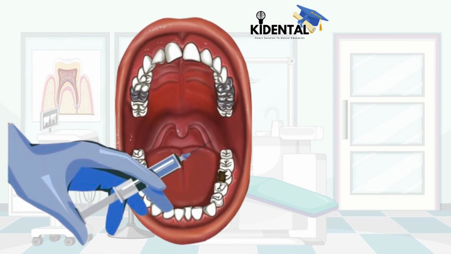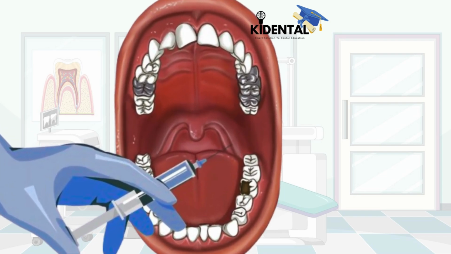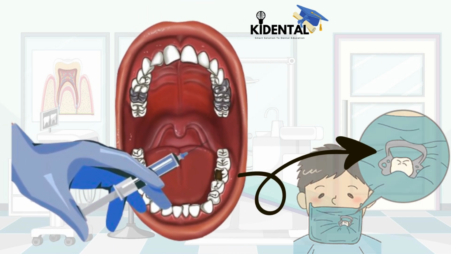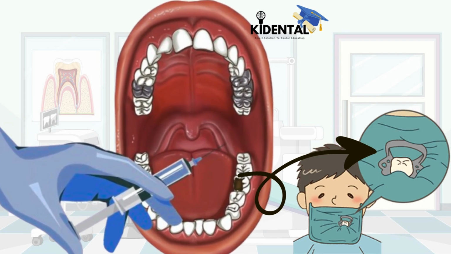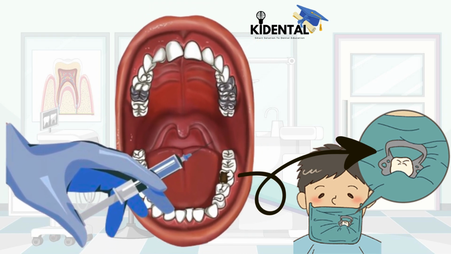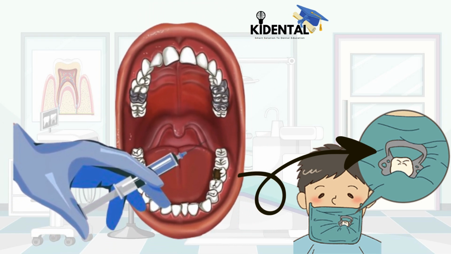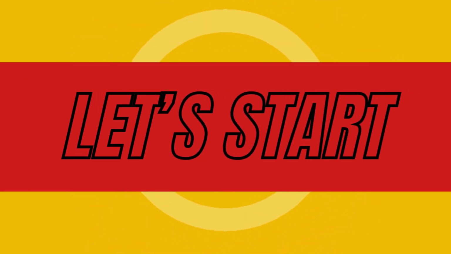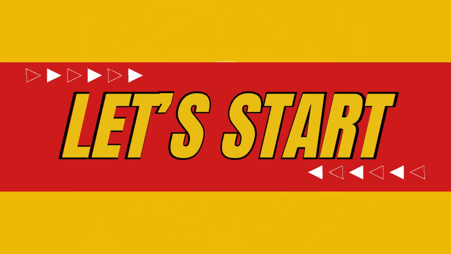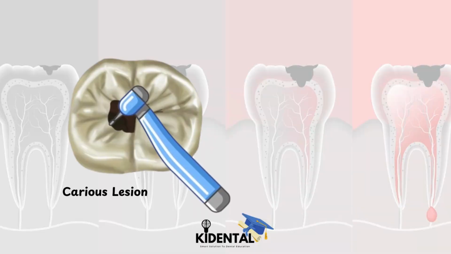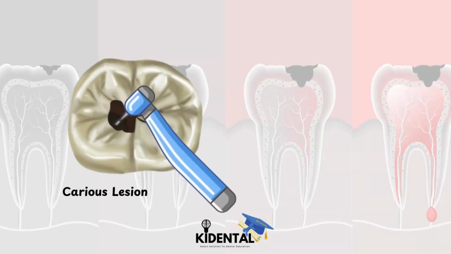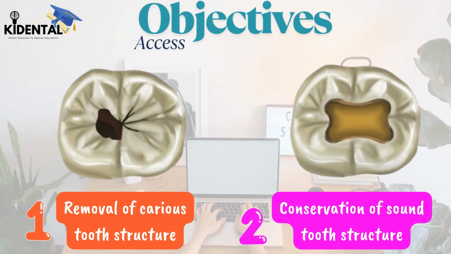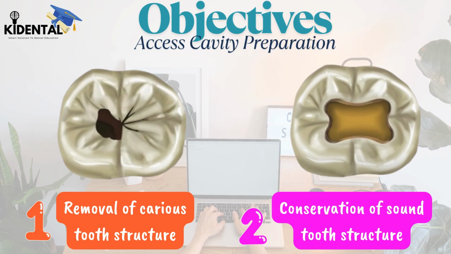Adequate local anesthesia is paramount for a comfortable and successful procedure. Following this, mandatory rubber dam isolation ensures a sterile working field and prevents aspiration of endodontic instruments and irrigating solution. Now, let's begin with the steps involved in the access opening. The carious tooth structure is completely removed while trying to conserve the sound tooth structure. This fulfills the first and the second objective of access cavity preparation.